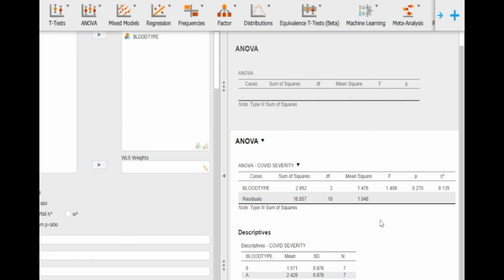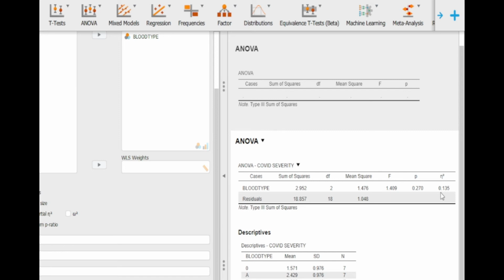For our descriptives, we have here now our mean and SD. For blood type O, we have 1.571, and then blood type A, blood type B, and so on. As you can see, it's very easy to compute using the JASP software. Then in our estimates of effect size, we have this.